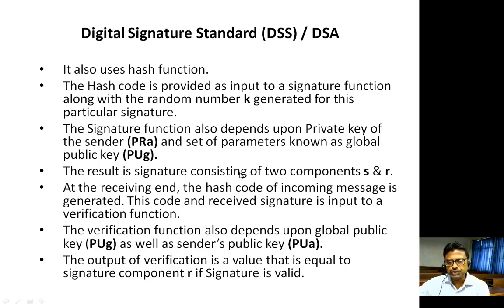So two new features have been added. One is k and PUG in the signature on the sender side, and the verification function also depends upon PUG and the sender's public key. And we have some more calculations on the receiving end.